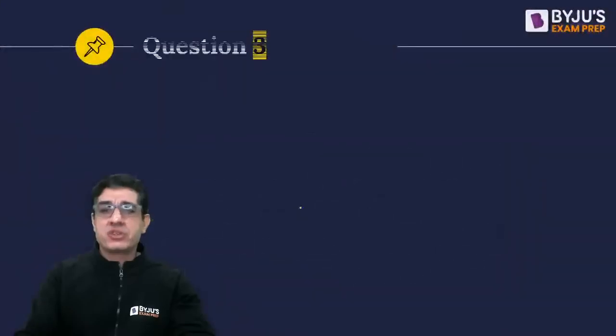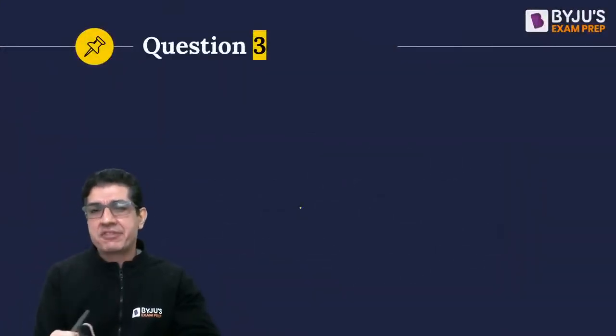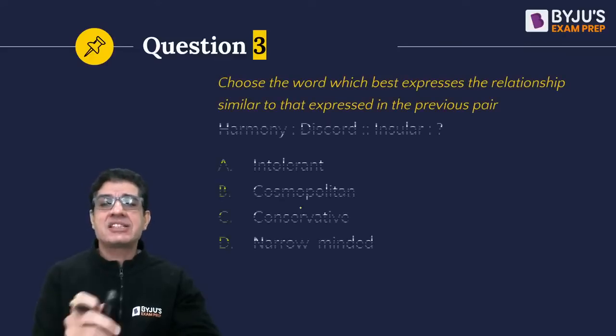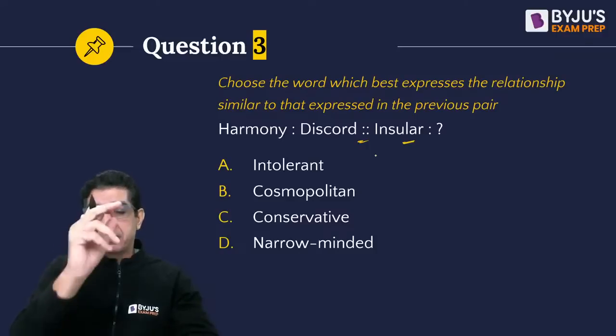Here is question number 3. Verbal analogy, but then verbal analogy can also be asked in a slightly different way, slightly different variation. And here is that variation where harmony is to discord as insular is to what?